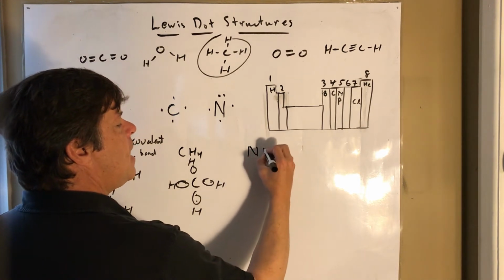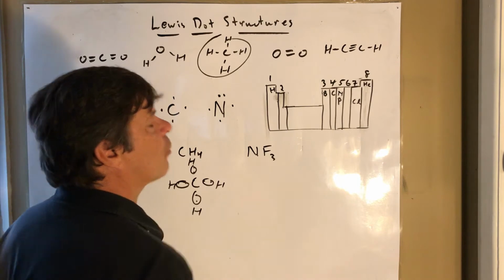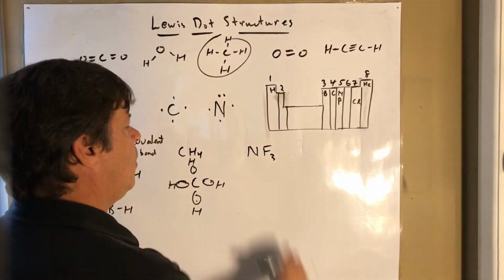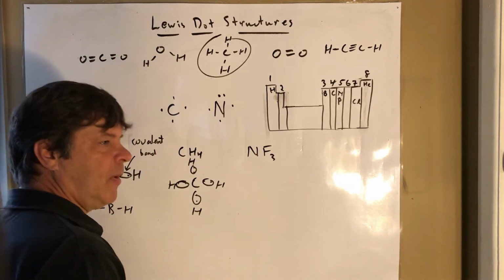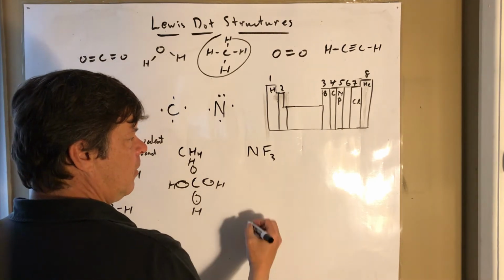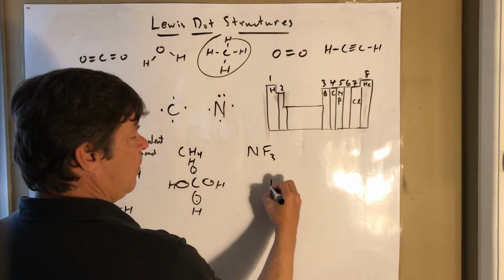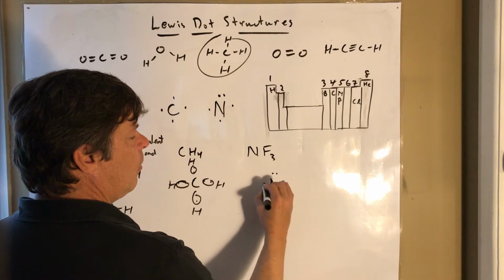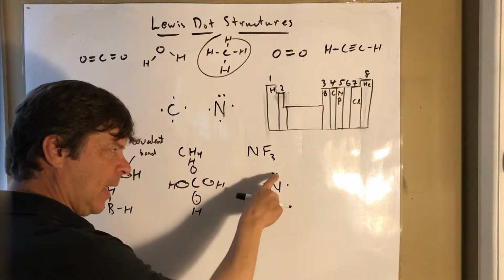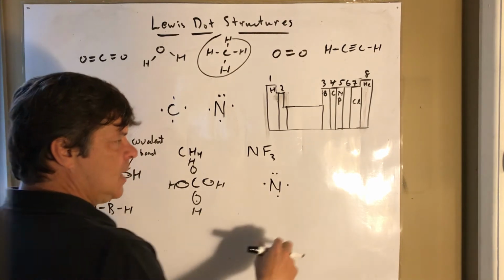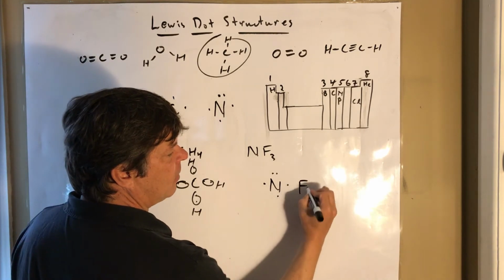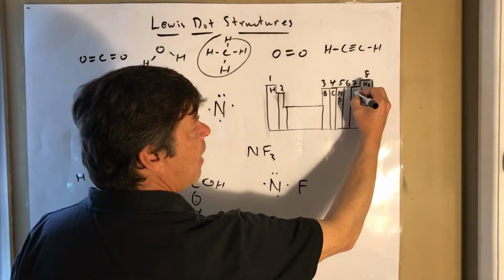All right. How about a compound of nitrogen? How about NF3, nitrogen trifluoride? Nitrogen trifluoride, non-ionic covalent compound. Okay, so let's start with nitrogen. We know that's the central atom. Nitrogen has 1, 2, 3, 4, 5. Hey, it wouldn't matter where you put that lone pair. Wouldn't matter.